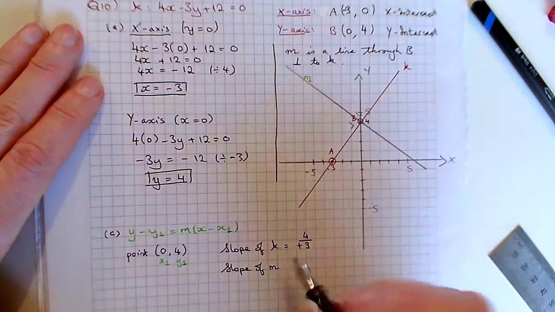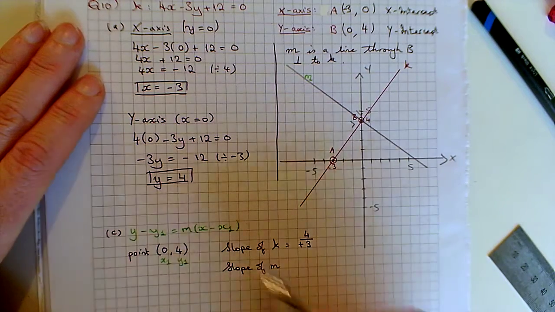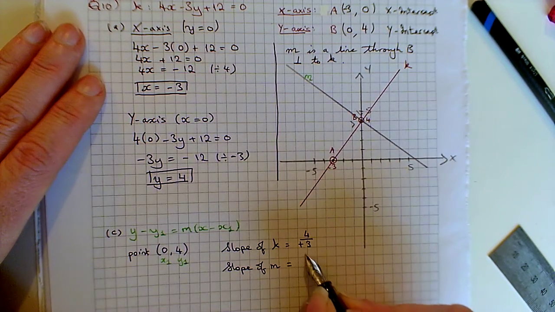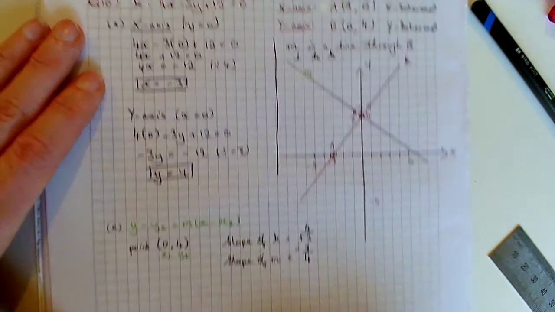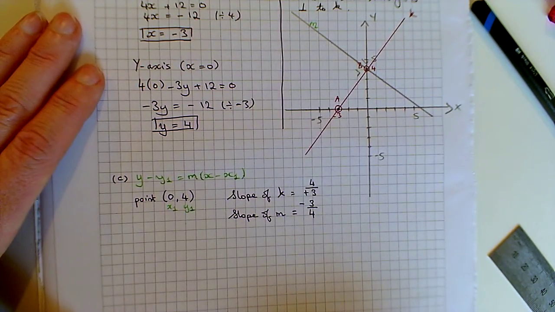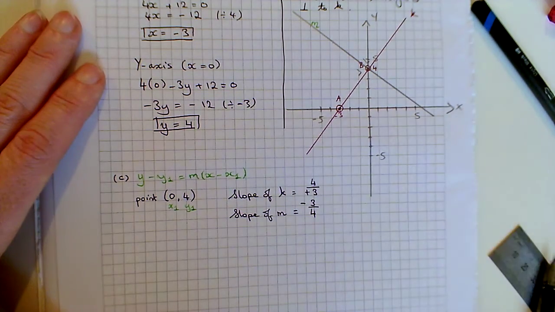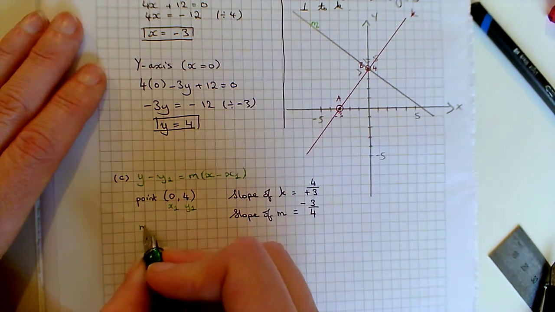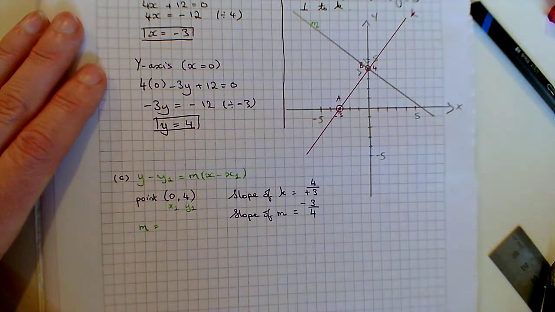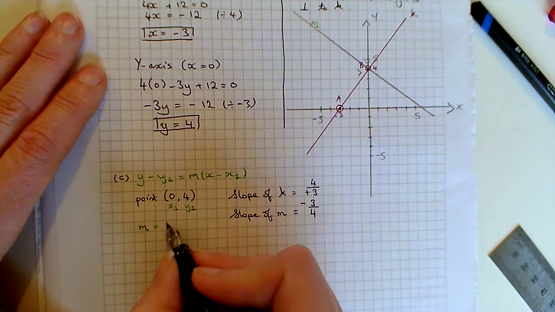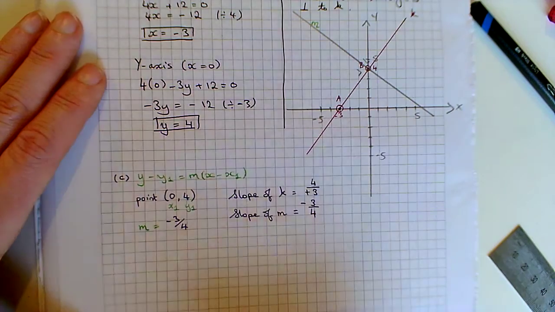I hate when they use m for lines because we use m for slopes as well. I turn it upside down. It's a perpendicular slope, and I change the sign. So there's my perpendicular slope. So filling into my formula here, my point, my x1, y1 is 0, 4, and my m is minus 3/4.